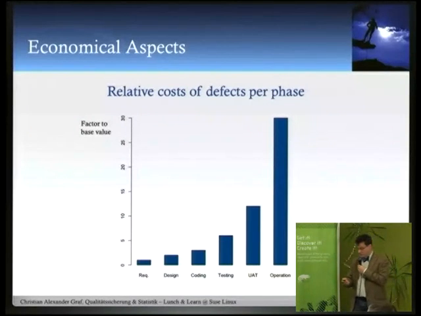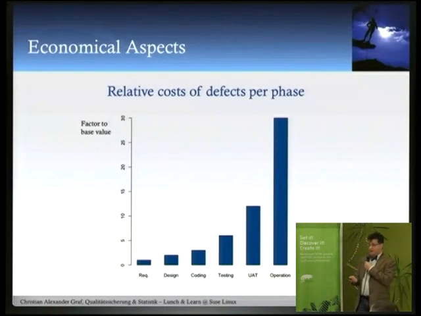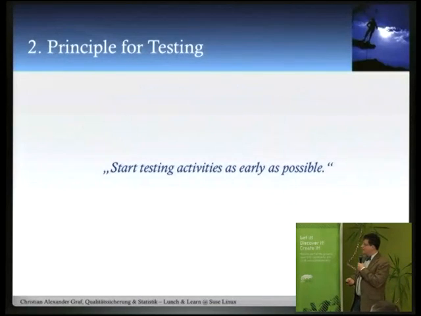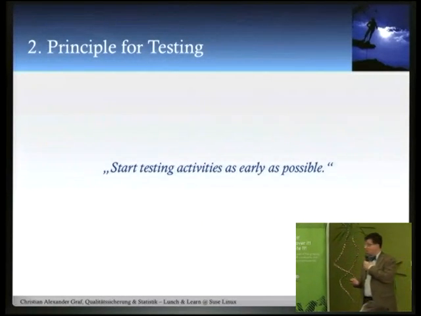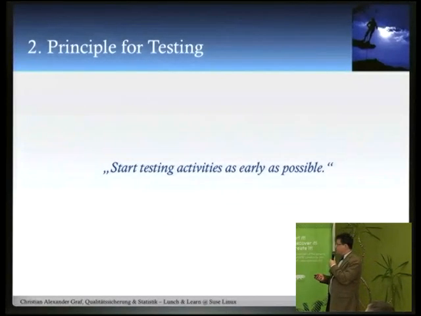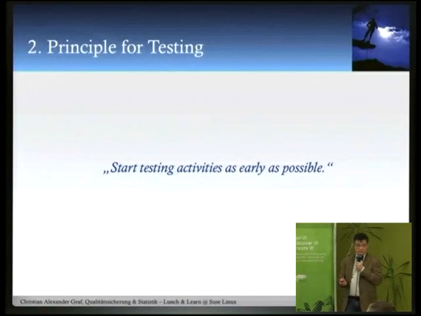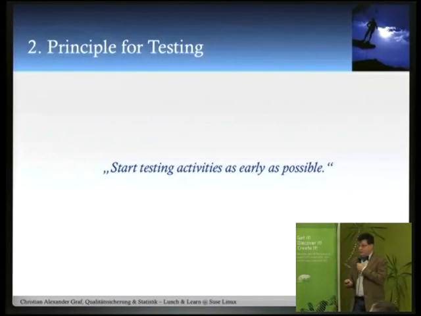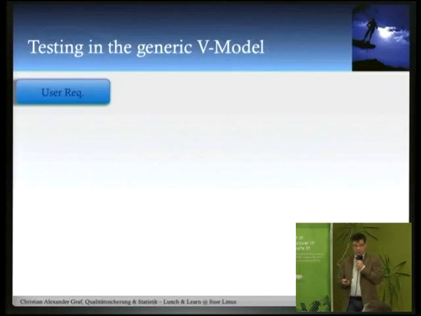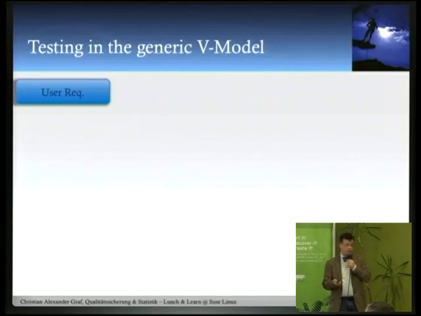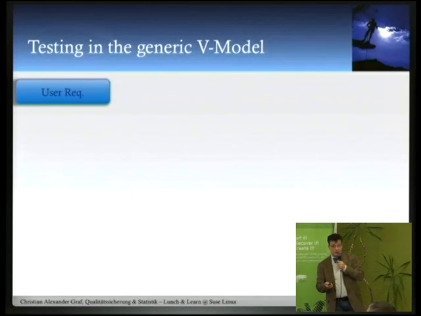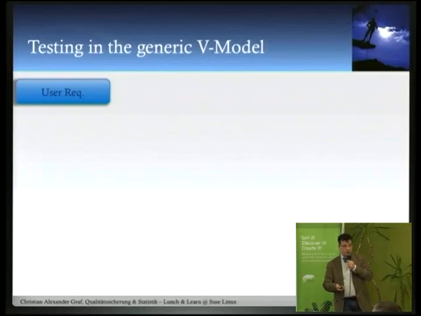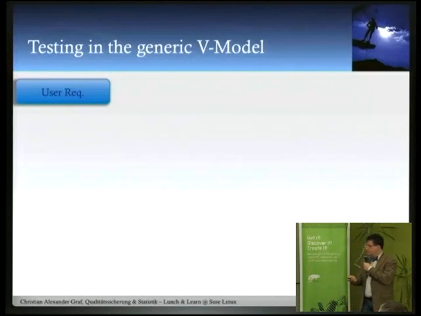Finding bugs early. And that's actually the second principle for testing that I would like to establish today. The first one was write good tests so that you know where you are. The second one is start testing activities as early as possible. And this idea was implemented in the so-called V model, or the generic V model. It's very often used for development of medical devices, for development of software for pharmaceutical delivery, construction, production, and so on.